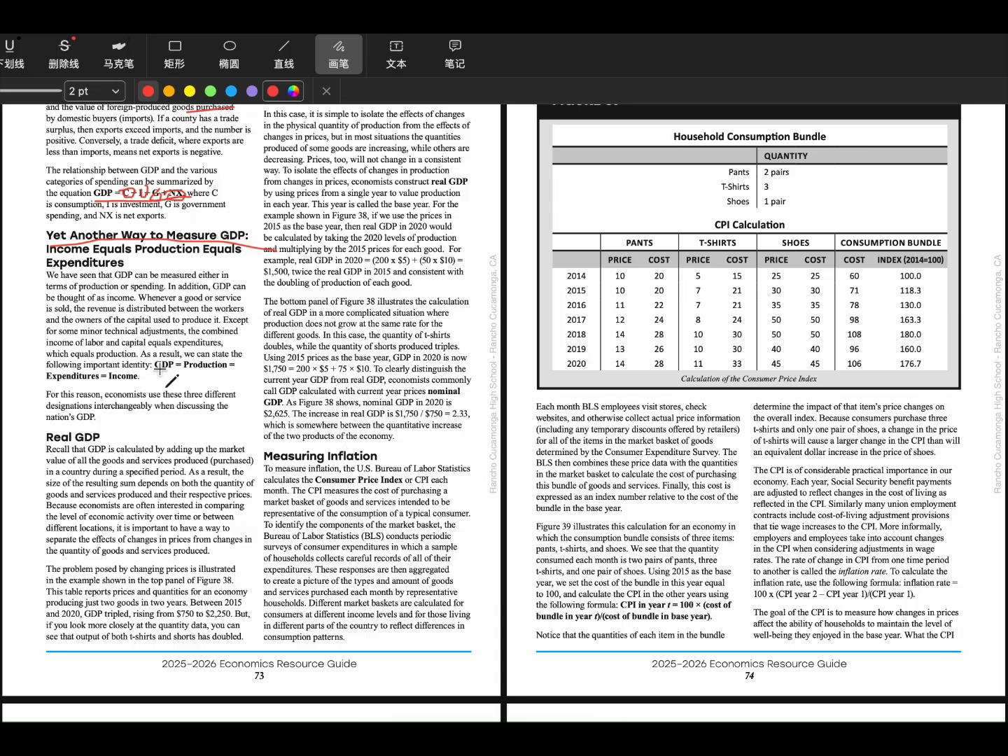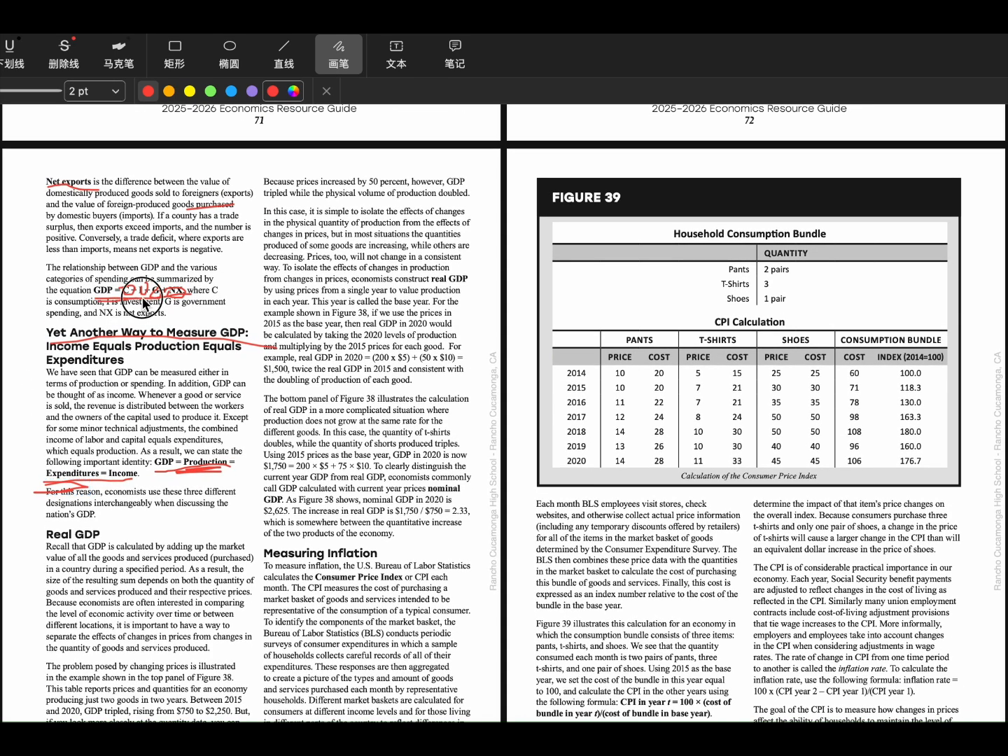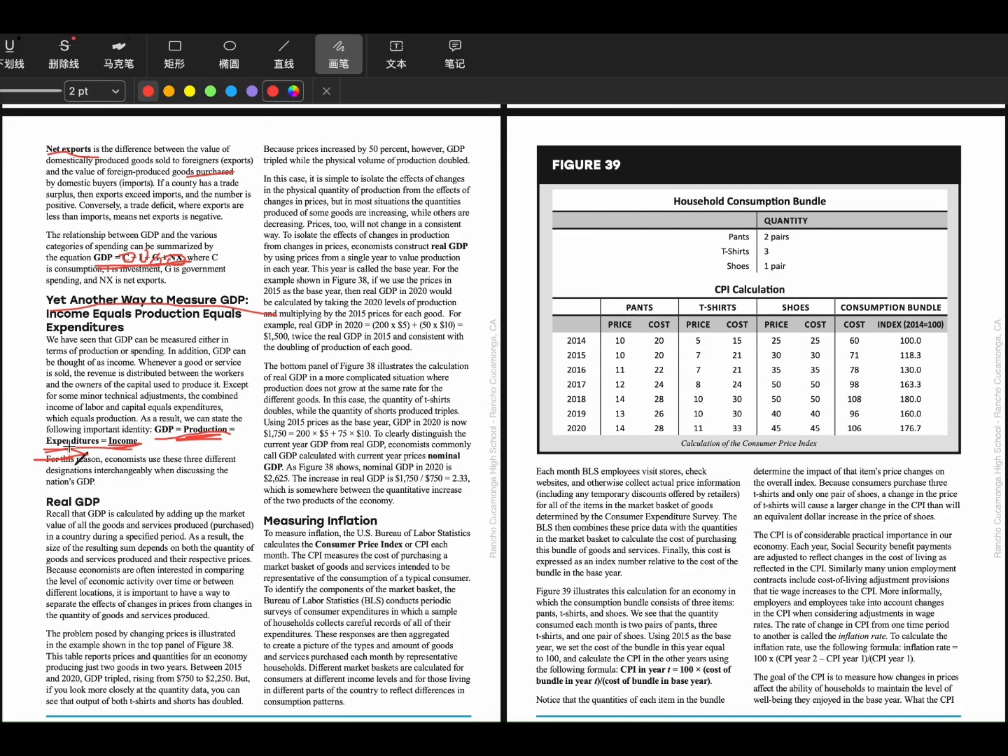You actually do not need to know how to use this income. You just need to know that GDP equals production equals expenditure equals income. Production is just adding up all the goods produced in the economy. Expenditures is the method that we have discussed over here, C plus I plus G plus NX. And income is supposed to be equal to the expenditure.